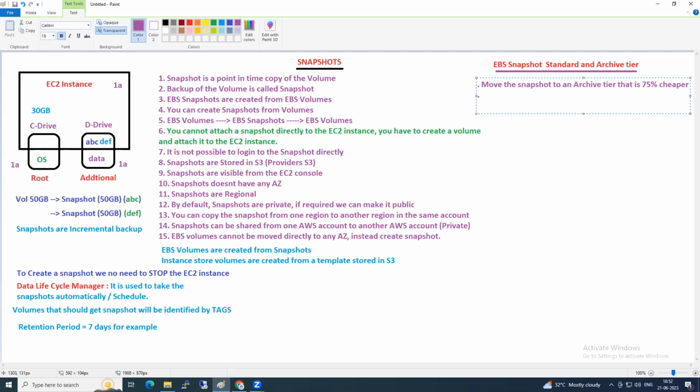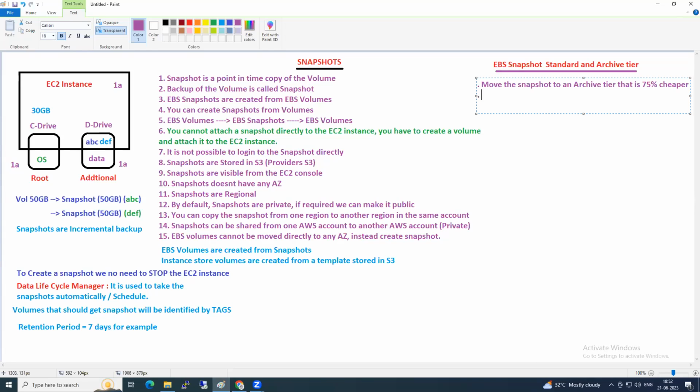If you want to restore, can you directly restore it from archive mode? From archive mode, you need to come back to the standard tier. Yes or no? Can you create a volume from the snapshot which is in archive tier? No. What you need to do? You need to restore it. Restore it in which tier? Standard tier. You know how much time it will take? It takes 24 to 72 hours to restore.